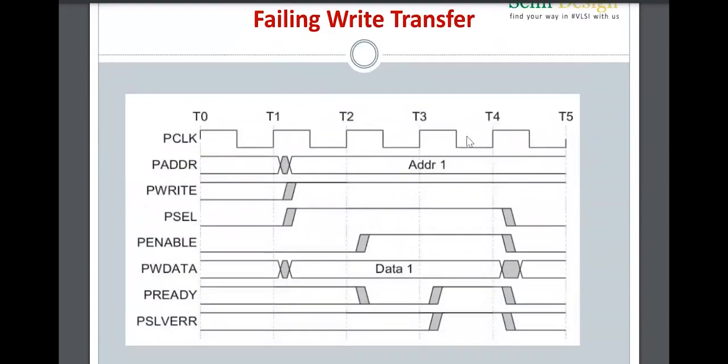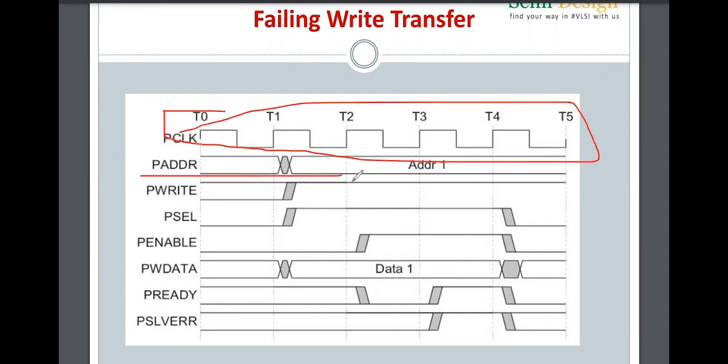Next, failing write transfer. Failing write transfer means whatever write data we are sending may not transfer correctly. Okay, so what are the states we have in the design? Try to write the program: generate the clock like this, generate the address, and based on the final state machine, the same loop, you need to create the loop. 001011, like this. So writing the data here, write is high means write operation.